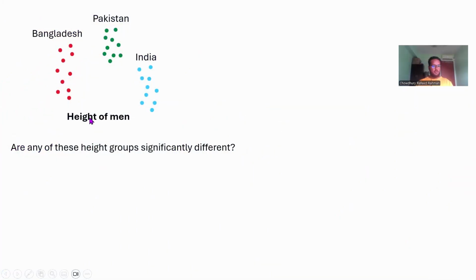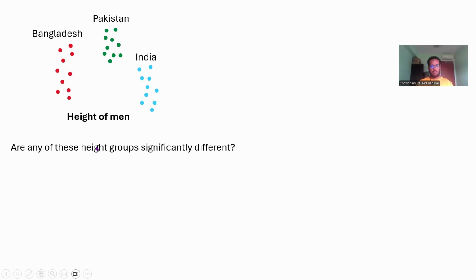First of all, let's start with the example that we gave in the previous tutorial on the ANOVA test. We have men from Bangladesh, Pakistan, and India. These are three different countries, and these are the heights of their men. So 10 men from Bangladesh, 10 from Pakistan, and 10 from India. And the question is, are any of these height groups significantly different? It looks like Pakistani people are different from Bangladesh and India, visually at least, but obviously we need to do some tests to understand that objectively, and that's why we use the ANOVA test.